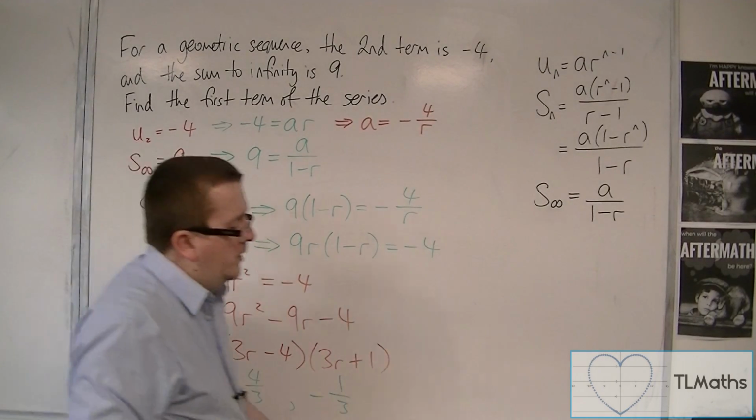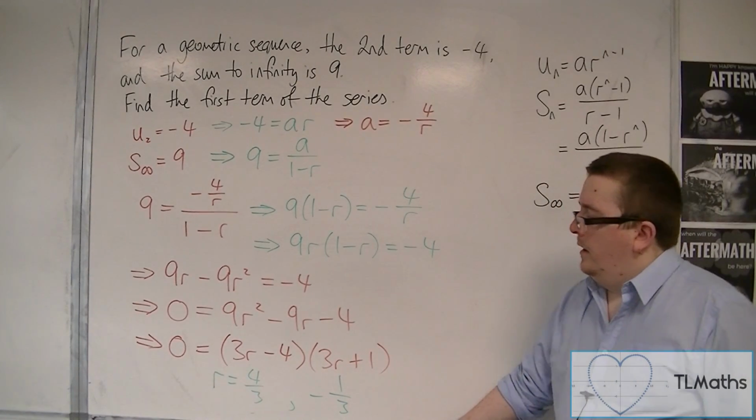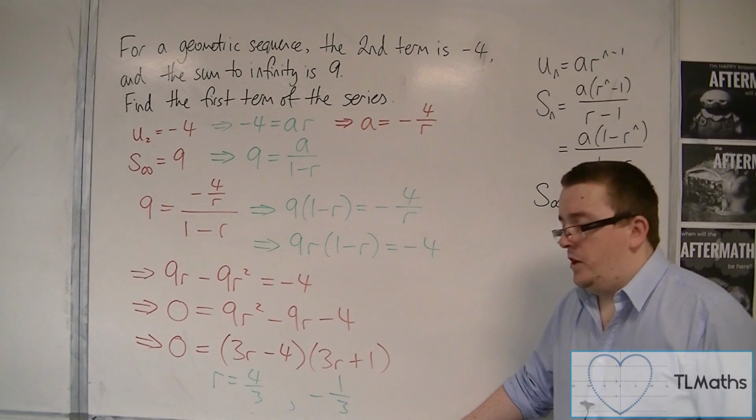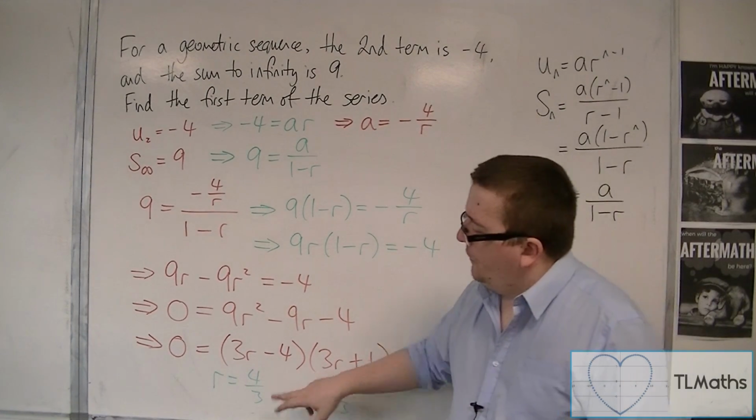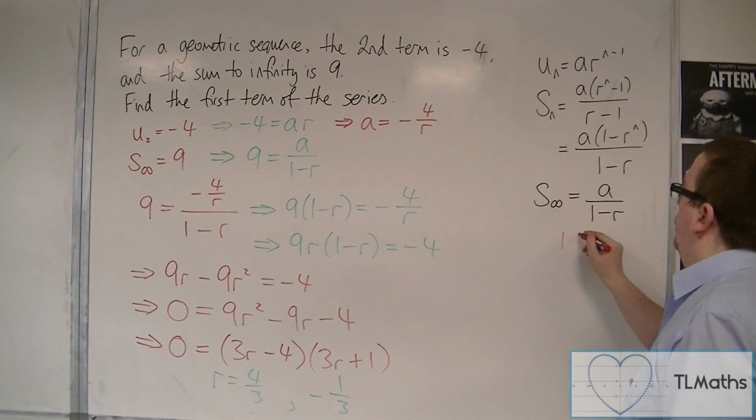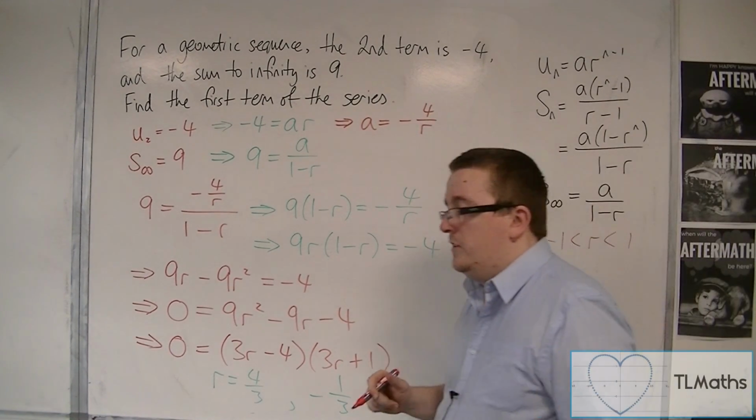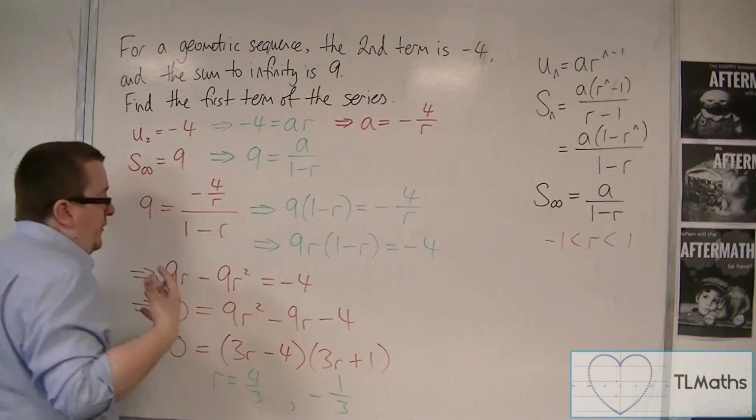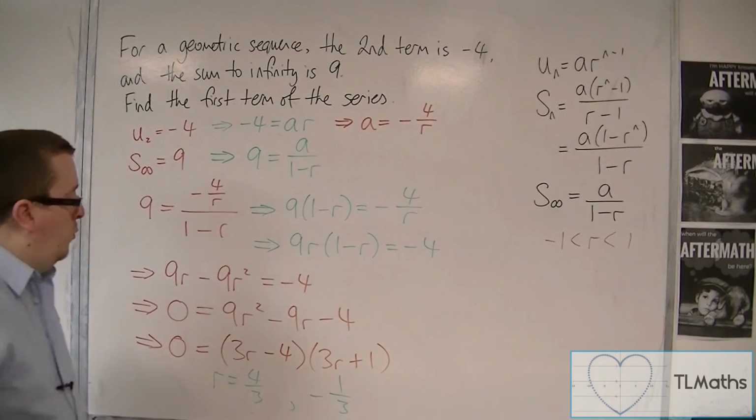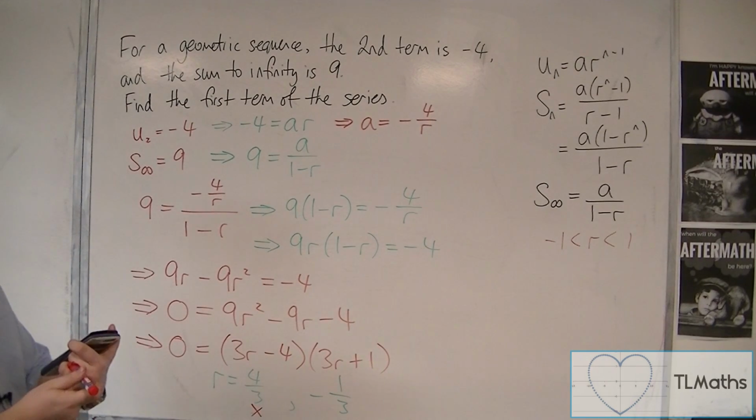Now, at this stage, we've got to be very careful. We actually only have one solution here. We can't have R is 4/3 because that would mean that R is outside of our range. Remember, for a geometric sequence to have a sum to infinity, R has to be between -1 and 1, which it isn't in this case. So R has to be -1/3.